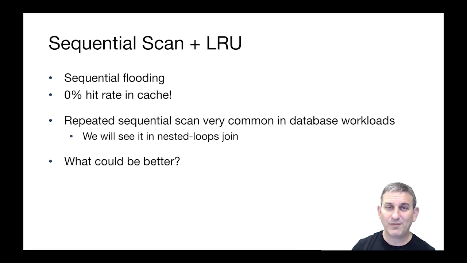So sequential scan plus LRU gives you sequential flooding, a 0% hit rate in the cache. And unfortunately, repeated sequential scan is pretty common in database workloads. We will see it, for example, in the nested loops join that we'll look at later in the class. Well, what might be better than LRU then? Not clock. Clock is going to behave just about exactly like LRU.